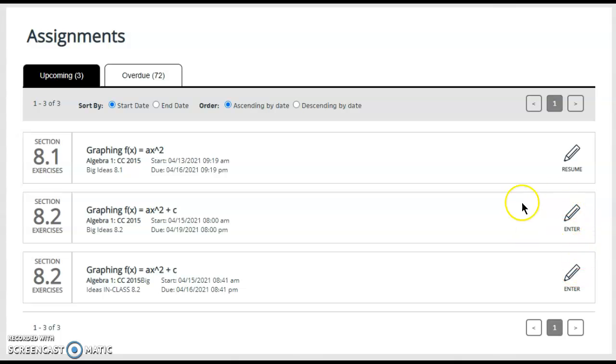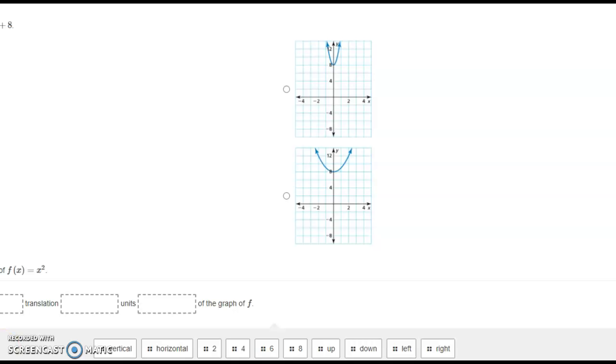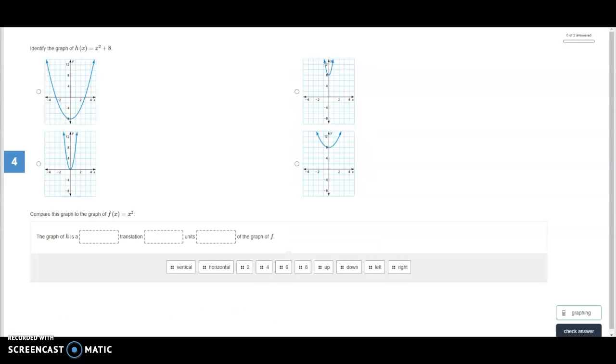The actual assignment for you is just 5 problems, and I'm going to do 2 problems like them. So I'm going to click Enter. And it looks like I'm going to have to resize again, so I'm going to go ahead and do that right now. All right, so I resized, and you can see the problem in the upper left says identify the graph of h of x equals x squared plus 8. So I'm looking for a graph that's been moved up from the parent function 8.